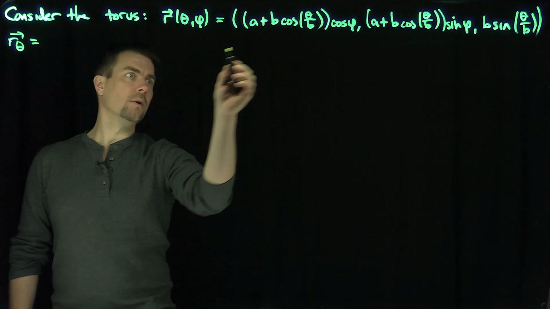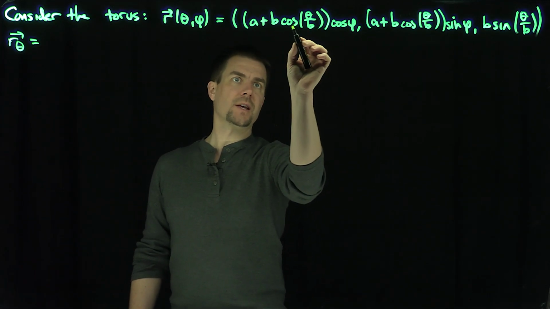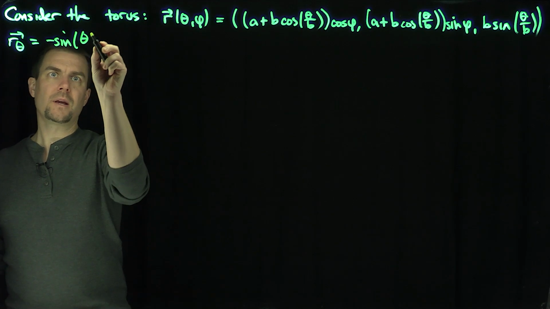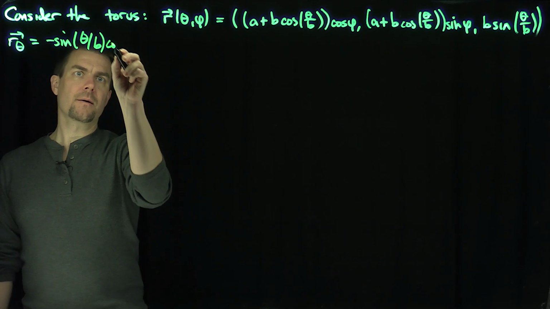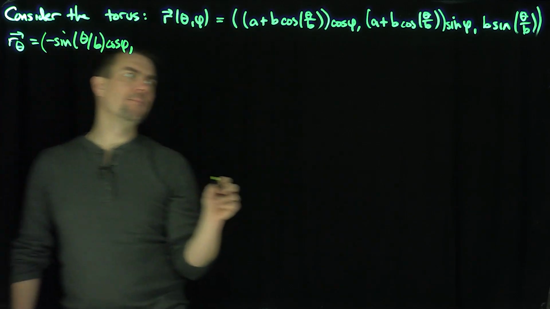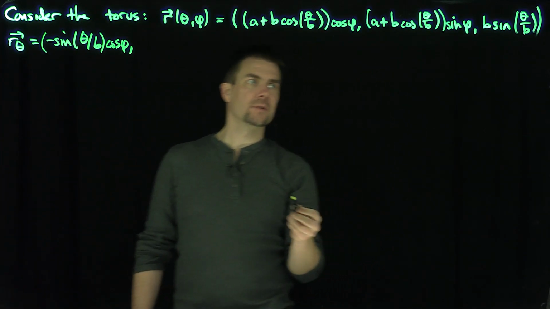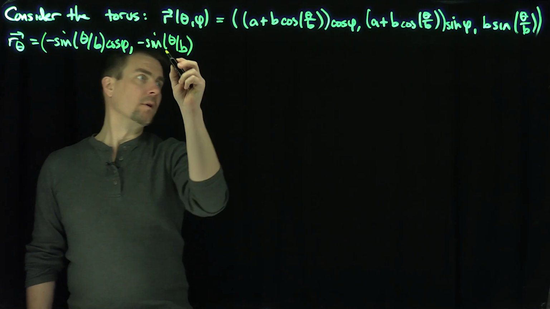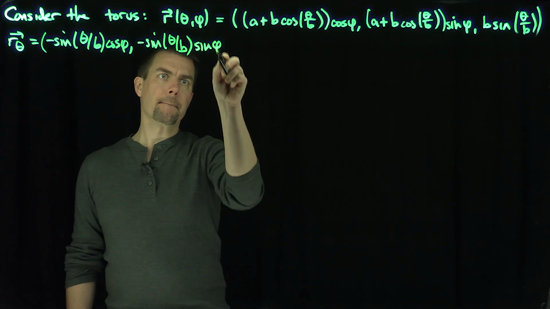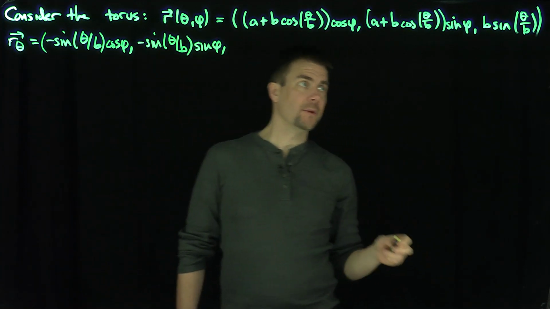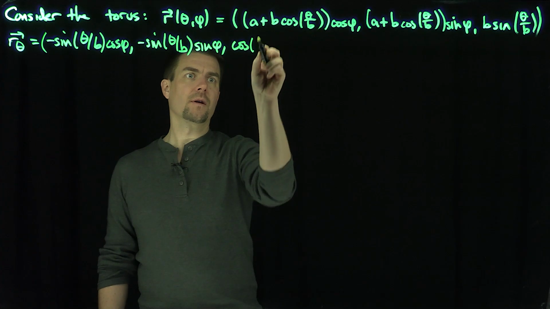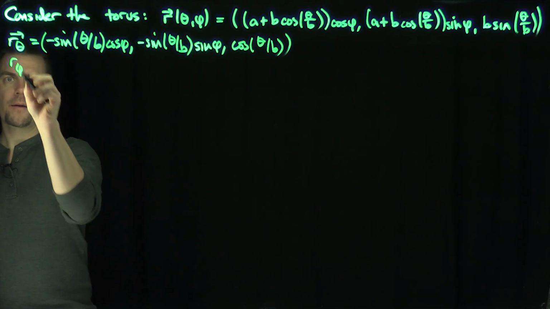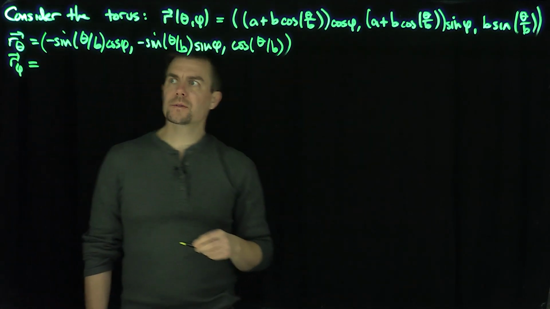So there's no thetas over there. If I do a theta derivative of this thing, the b's are going to cancel out, giving negative sine theta over b. So it's going to be negative sine theta over b cosine phi, comma, what? The theta derivative of this thing is going to be the same thing over here, negative sine of theta over b times the sine of phi. And then finally the derivative of this is going to be the cosine of theta over b. Good.